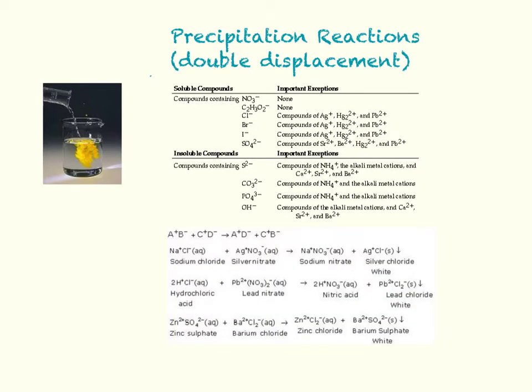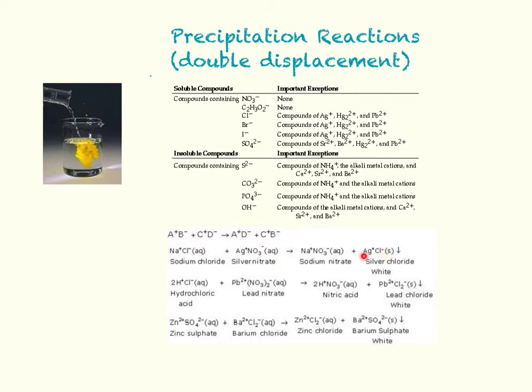Here are some examples of double displacement reactions showing the precipitate. So we use the downward arrow for our precipitate. So we have sodium chloride and silver nitrate. When they react, the sodium and the silver swap partners, and you end up with sodium nitrate. Now these guys are still showing the charge, but you guys know that you don't.